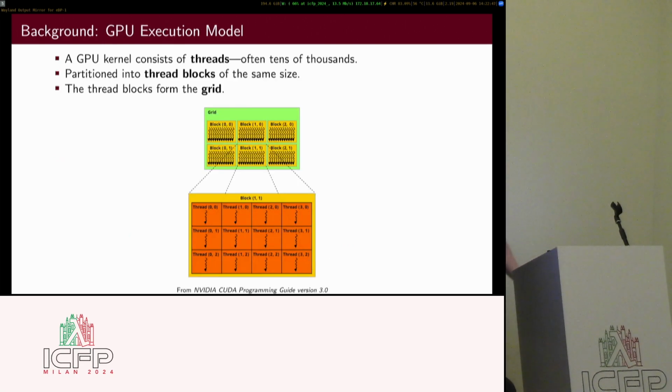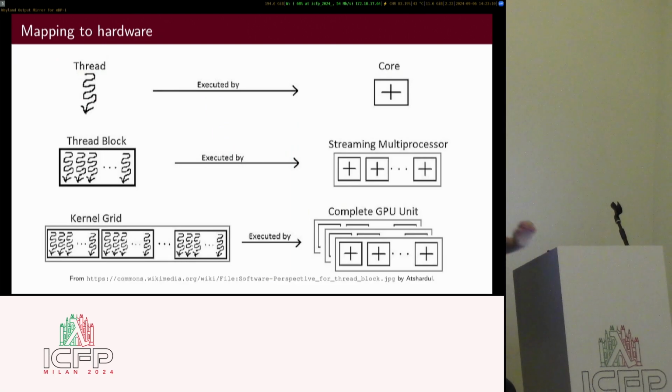Now for the next difference, I'll have to explain a little bit about the GPU execution model. GPU kernels are split into threads, but then they're further split into thread blocks, which all must have the same size, bounded by some hardware limit, usually 1024. And together the blocks form a grid. These blocks are what is actually scheduled at a coarse level by the GPU. At the hardware level, each thread block is executed by a single streaming multiprocessor, which is called something else on AMD hardware.